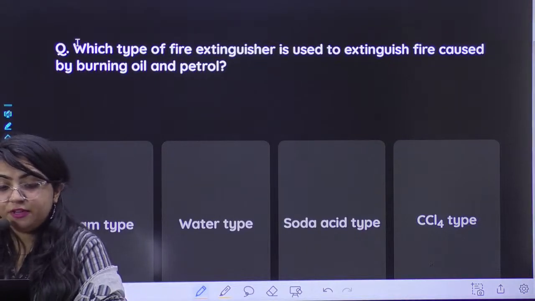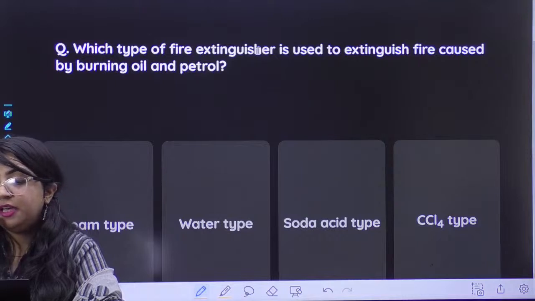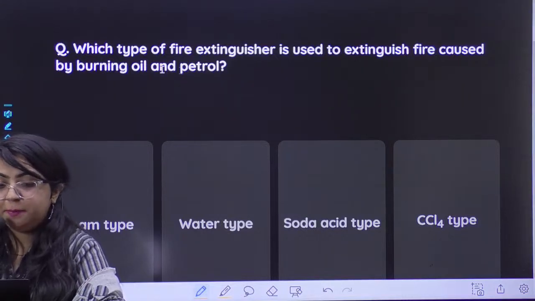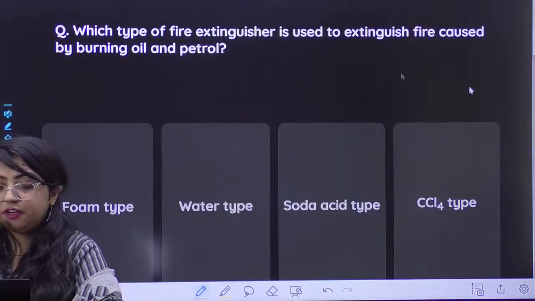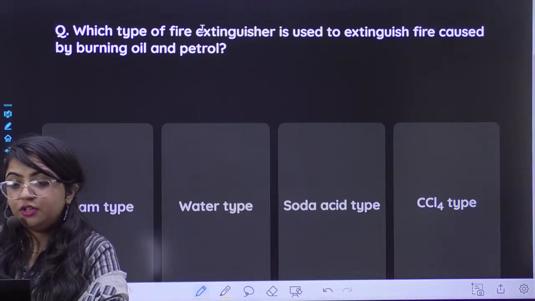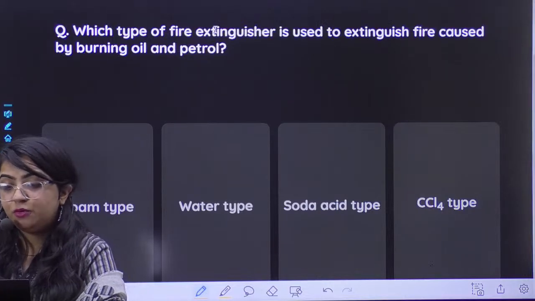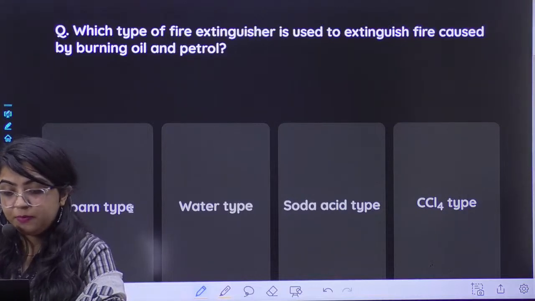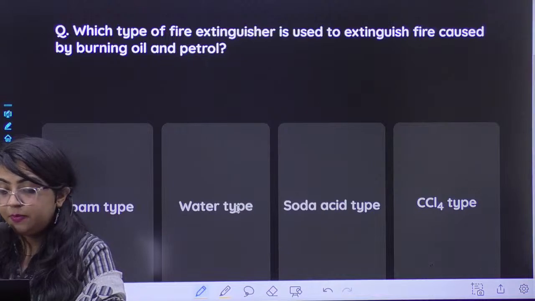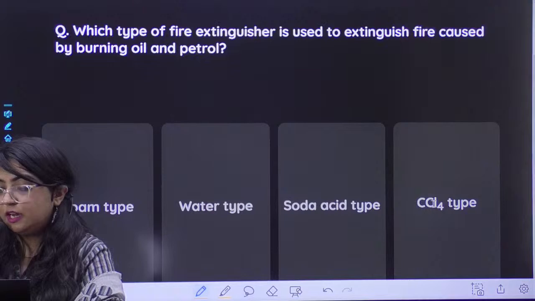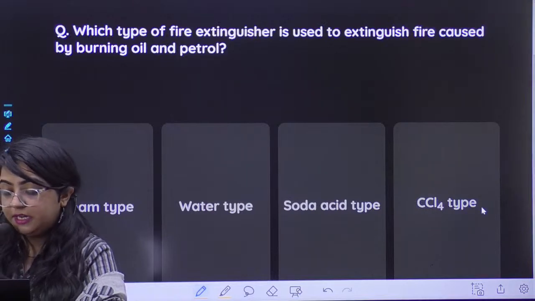It says, which type of fire extinguisher is used to extinguish fire caused by burning oil and petrol. So we are given two liquids, one is oil and another one is petrol. So they are asking which type of fire extinguishers we should be using. The first one is foam type, second is water type, third is soda acid type, and the fourth one is CCl4, that is carbon tetrachloride type.